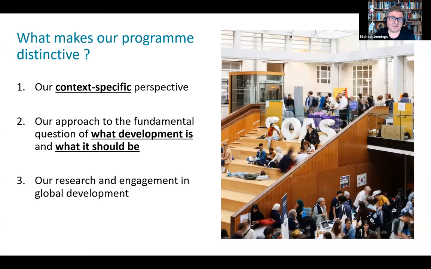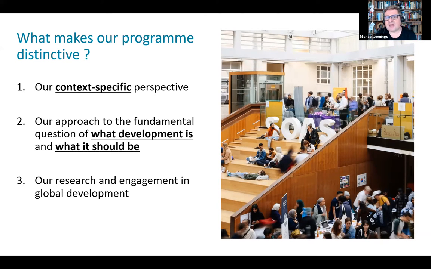The second thing that I think makes us distinctive is our approach to the fundamental question of what development is and what it should be. Now, I should say at this stage that, of course, there isn't a single perspective in the department, and we certainly don't always agree. We have many different positions and many different arguments across a whole range of things. But generally speaking, we do take a critical perspective on current development orthodoxies.